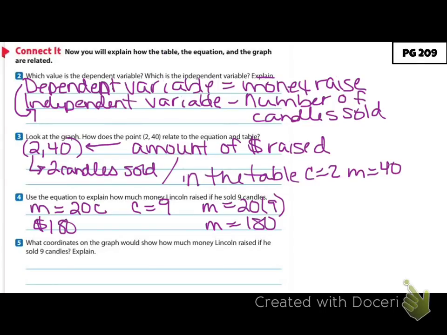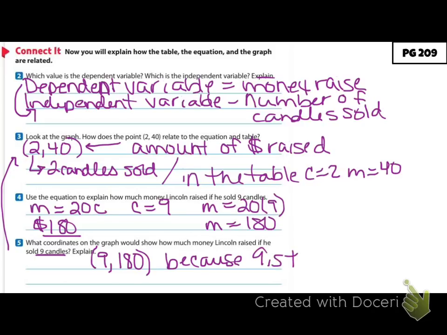Number 5, what coordinates on the graph would show how much money Lincoln raised if he sold 9 candles? Explain. Well, just like up above, 2 was the number of candles sold. So now we're saying 9 candles sold. So that would be the first coordinate in my ordered pair. My second coordinate would then be the total amount of money he raised with that, which is 180. So it would be (9, 180), because 9 is the number of candles, and 180 is the amount raised.